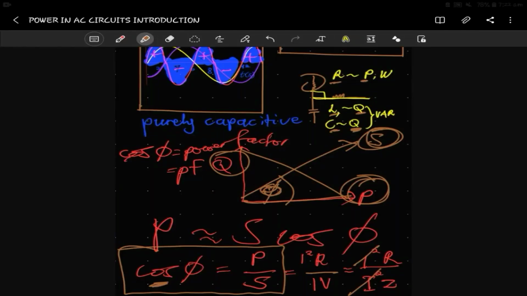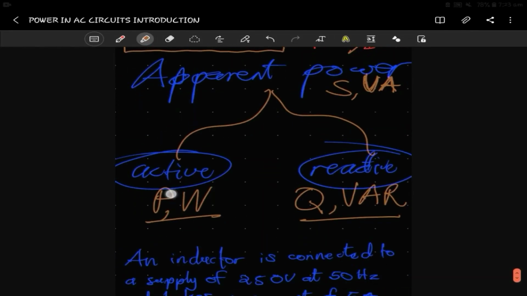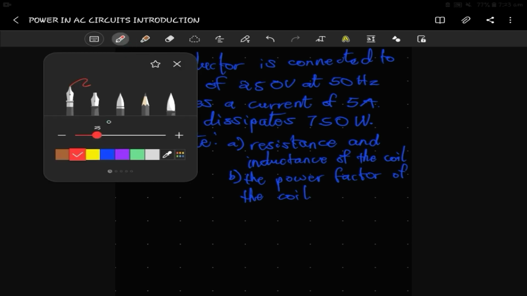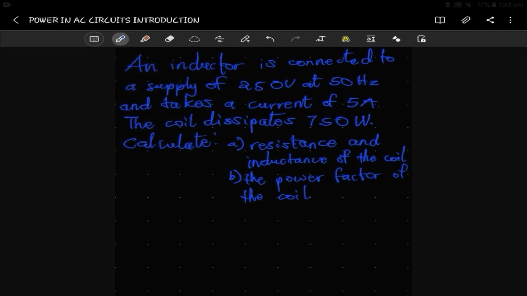So now we're just going to look at one example. What this says is that we have an inductor connected to a supply of 250 volts, 50 hertz. So that's the supply we are connected to. This is the RMS voltage, and this is the frequency. And the inductor takes a current of 5 amperes.